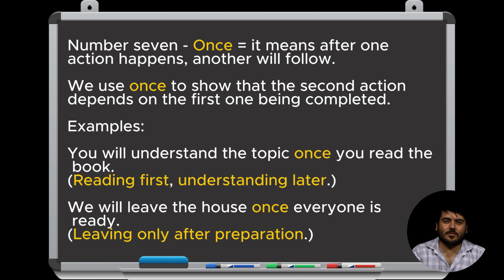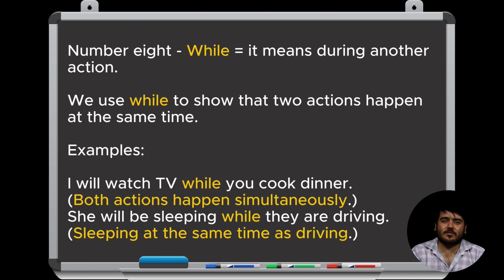Number 7, once. It means after one action happens, another will follow. We use once to show that the second action depends on the first one being completed. Examples: You'll understand the topic once you read the book. Reading first, understanding later. We will leave the house once everyone is ready. Leaving only after preparation.